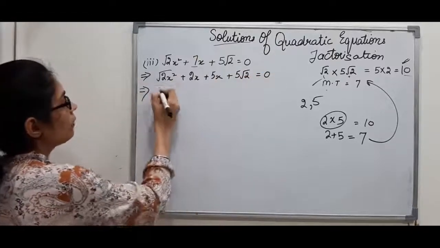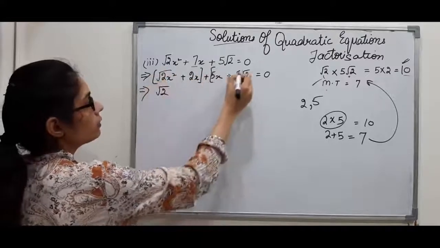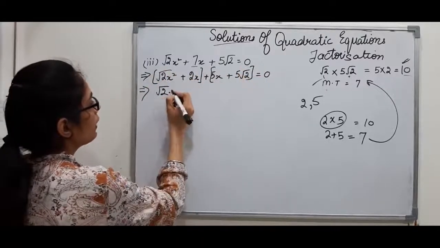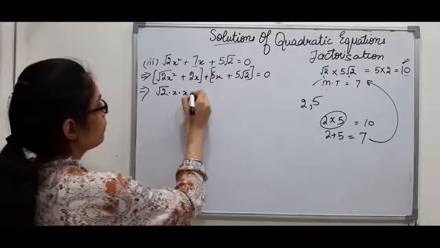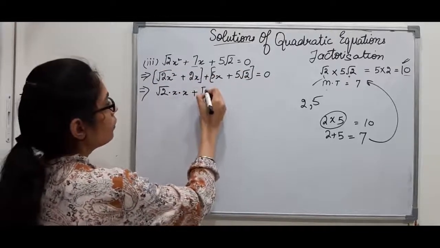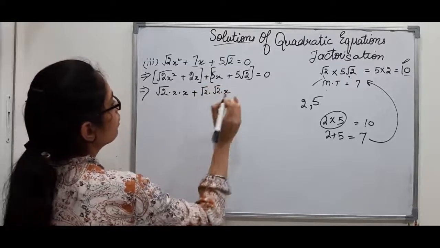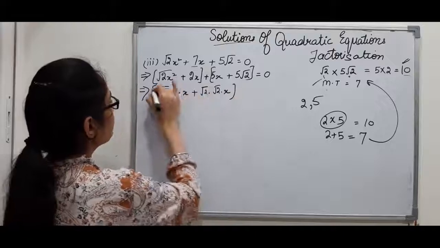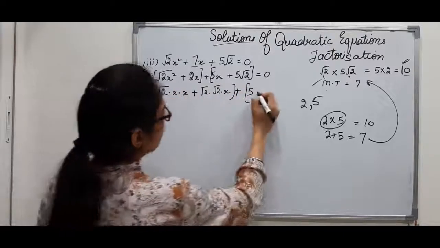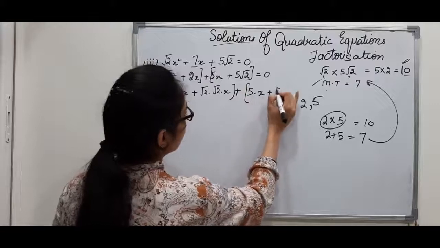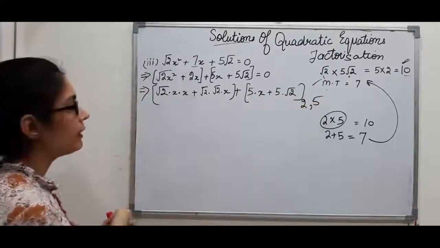Then in the same way I will write the terms. Here I will make 2 pairs. Now I will write these numbers in a more simplified form. You can see 2 I will write as root 2 into root 2 into x. So I will close the bracket, plus sign as it is. 5x plus 5 root 2, I will write as it is. This dot is a sign of multiplication.